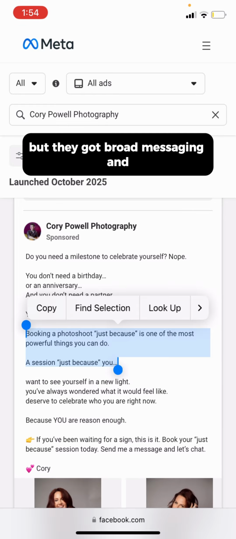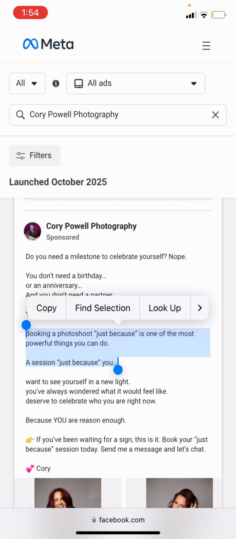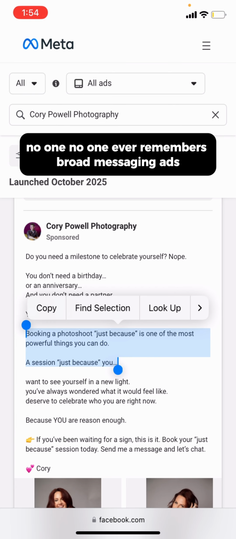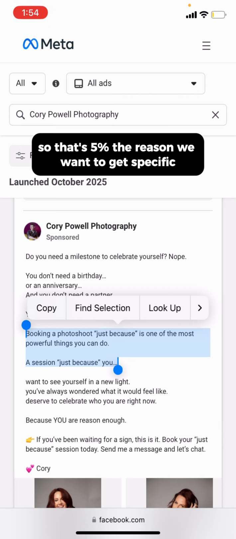But they got broad messaging, so basically the women don't even remember the broad messaging. No one ever remembers broad messaging ads. So that's 5% of the reason we want to get specific and get our 1-2 punch correct.